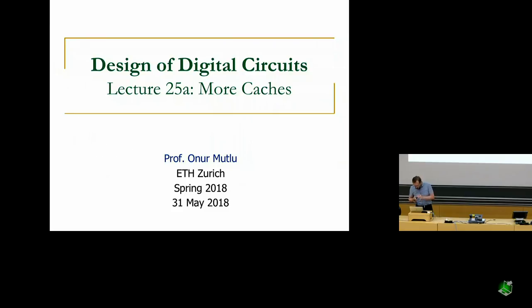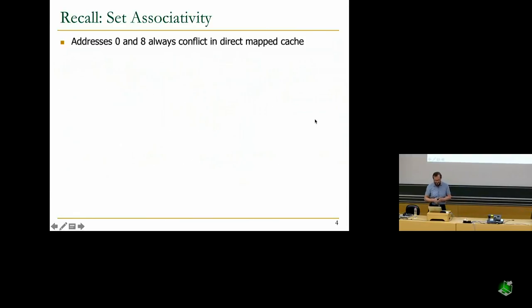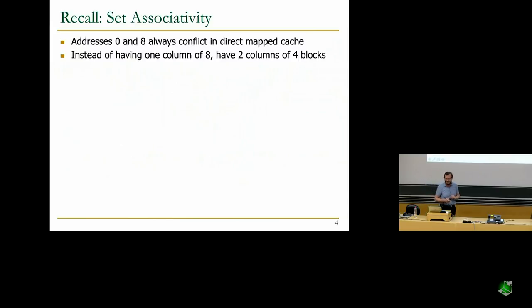Okay, this is not working. So you know this one, so I'm going to skip. But basically, we're going to talk a little bit more about the cache structure and how to manage the cache. And this is just for you to recall what we're talking about. We have a tag store and a data store. And recall that we talked about set associativity last time. And this is essentially how you organize the cache.